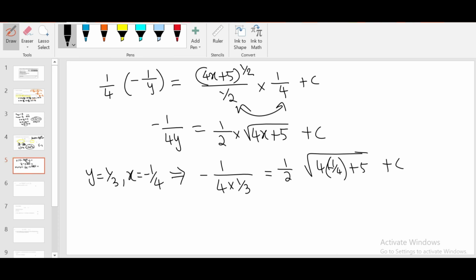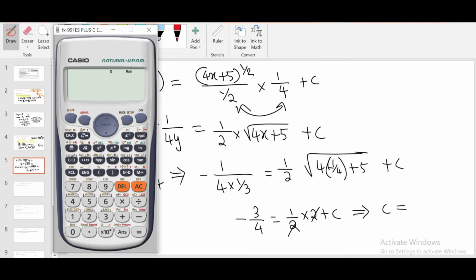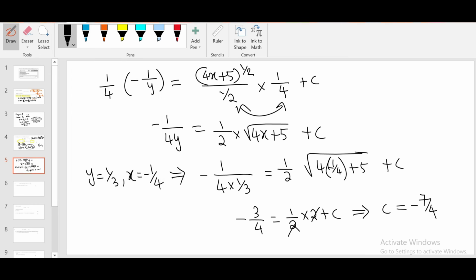Plus, so this is going to be minus 3 over 4 is equal to half. 4 times minus 1 over 4 is minus 1. 5 minus 1 is 4. Square root of 4 is 2 plus c. So this 1 goes to the other side, becomes minus 1. So the value of c is going to be minus 3 over 4 minus 1, so minus 7 over 4.